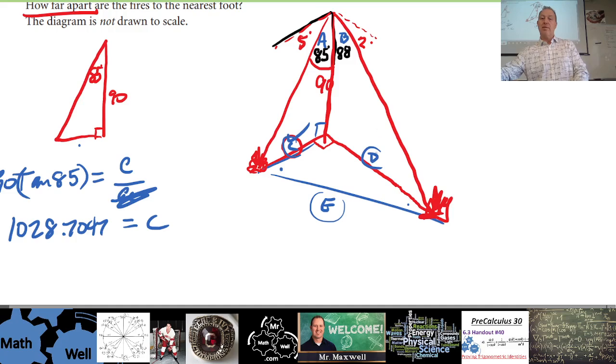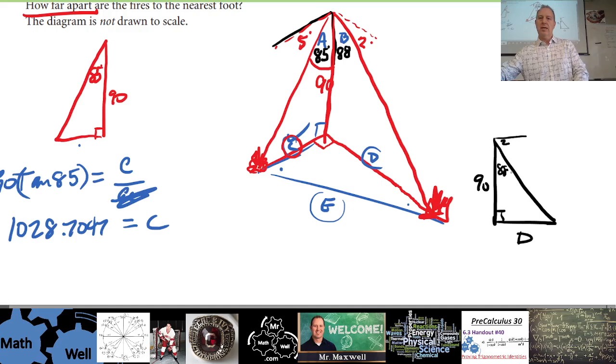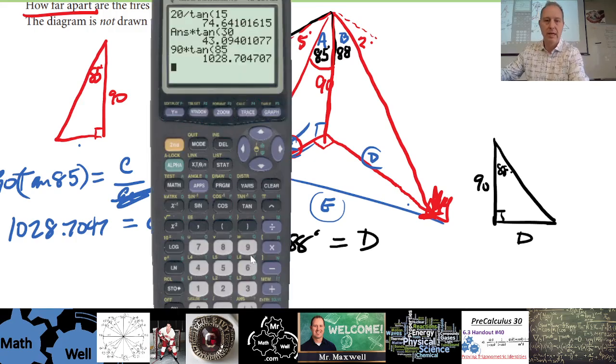I've got C now. Could I find D? Let's do the same thing with another triangle. So let's do it in black. I'll do this triangle over here. So we got 90. I've got D, and I know that this is 2, so this one is 88. So opposite, adjacent, we're still using tan. So tan 88 equals D over 90. Does that look good? So 90 times tan of 88 should give us D. Let's try that one.